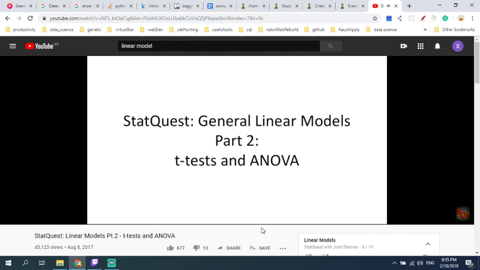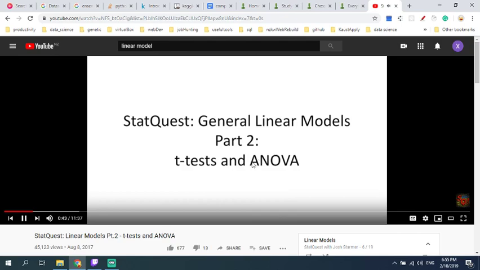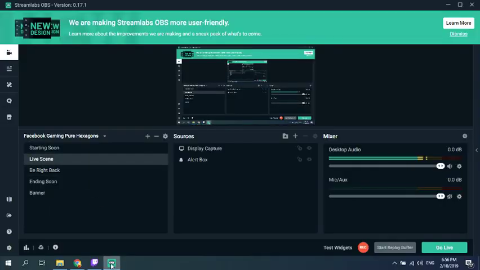Last time, we talked about how to do linear regression. This time, we're going to talk about how to use those exact same techniques to do t-tests and ANOVA. We'll do this using something called a design matrix, which is a cool concept that we'll expand upon in future StatQuests on general linear models.